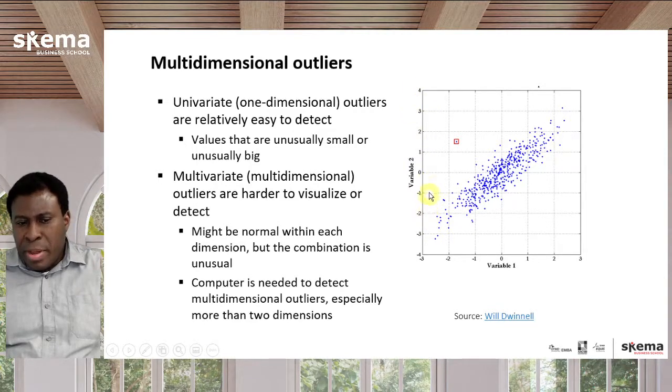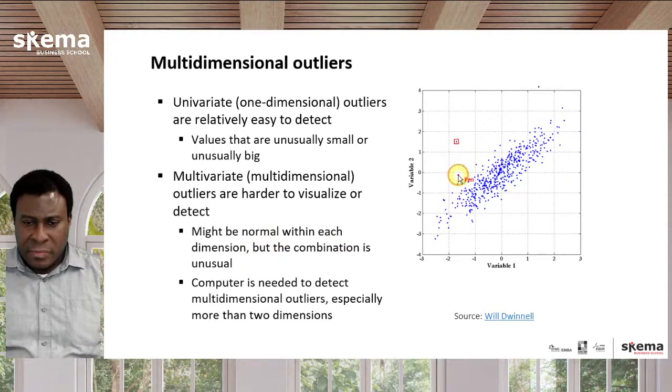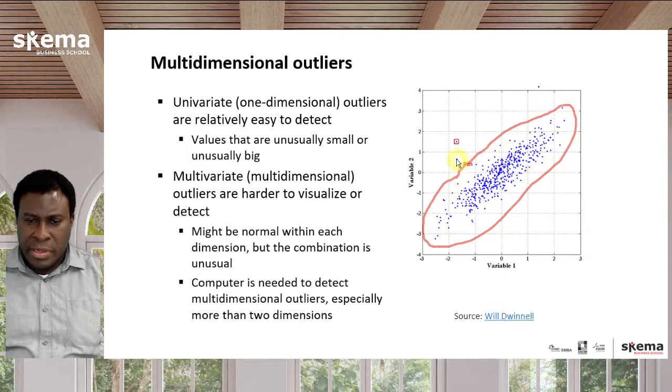But when you combine variable 1 and 2, that particular combination seems rather unusual. That's because the vast majority of data points fall more or less within this oval here. But here you have this point standing out way outside the normal combination. And so it takes an examination on the two dimensions to identify something that is unusual in this sense.